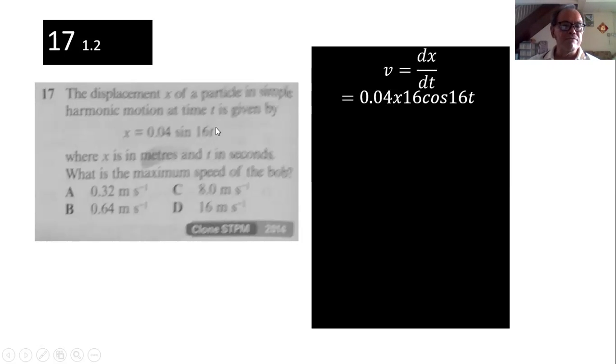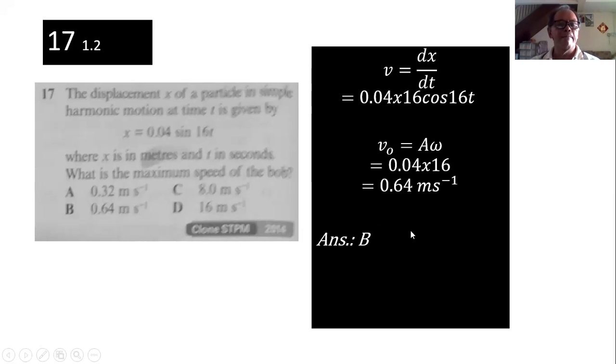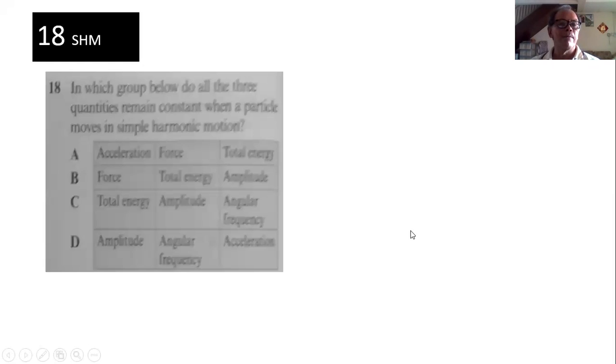0.04, and differentiate your sine, it becomes cos. Differentiate 16, you get 16. Or you can use that formula, V naught is A times omega. Either one. If you don't want to differentiate, use this formula and put in your values. Same thing. 0.64, B. 18.